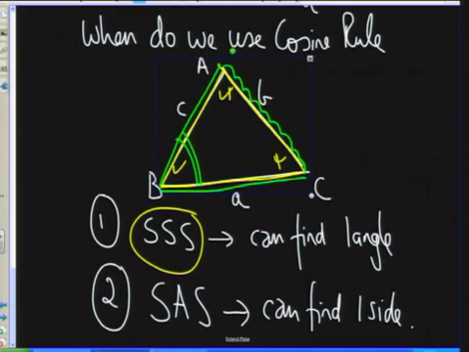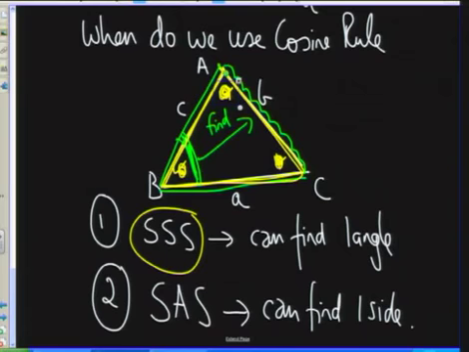So we have the opposite side to the angle is what we can calculate. So if we've got SAS, we can find the third side, and if we have side, side, side, we can decide which of these angles we can calculate. It's up to you, and it depends on the question.